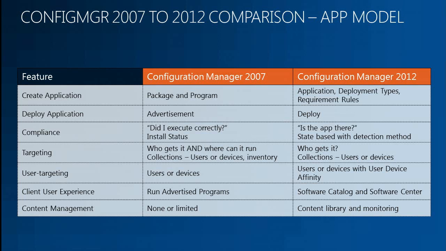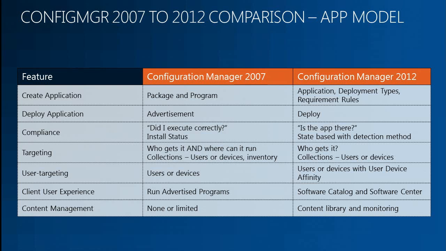But in CM12, we really bring the whole concept of compliance to the application or software distribution space. Is the app there? We use the detection methods to determine whether it's there or not. We place it on the system for the user that's appropriate. If it's ever removed, we will recognize that on a regular basis and put it back. So it's really a state-based compliance system now, lining up with settings management, with software updates, with these other features that we've had.